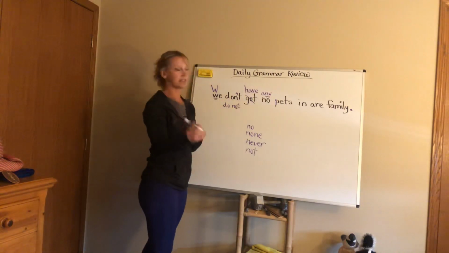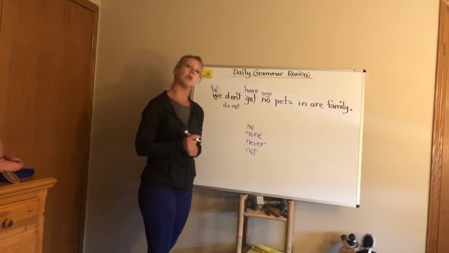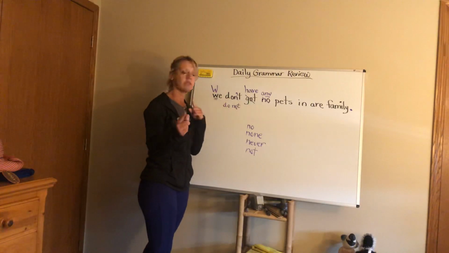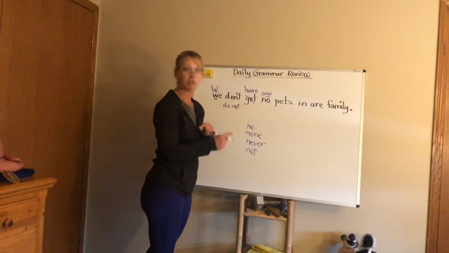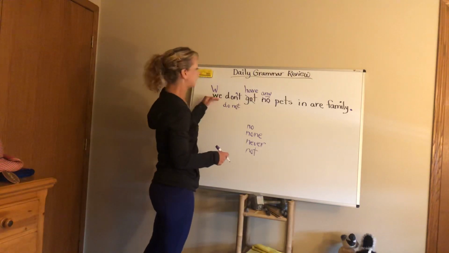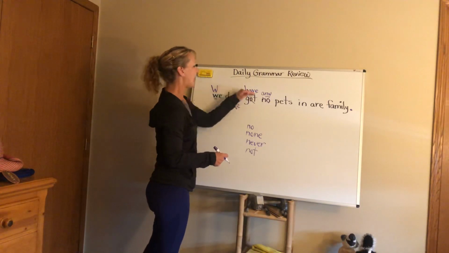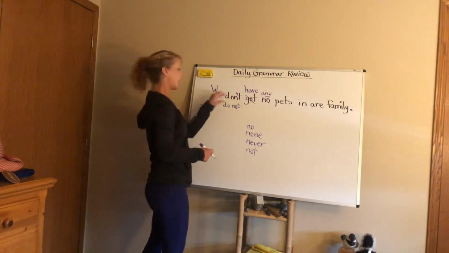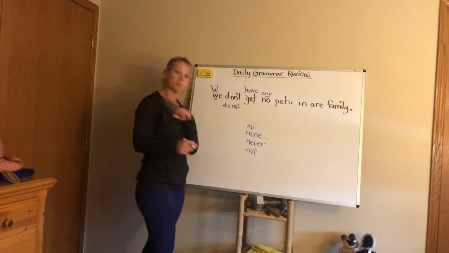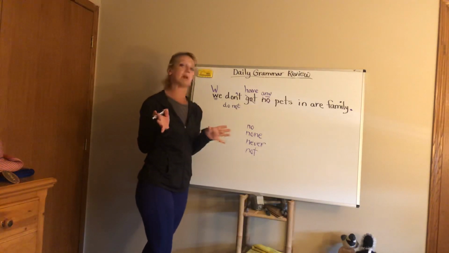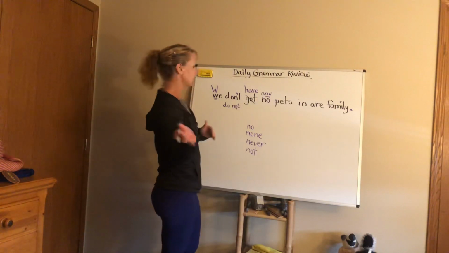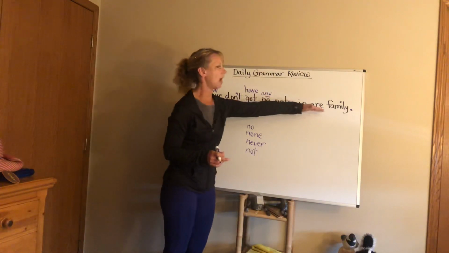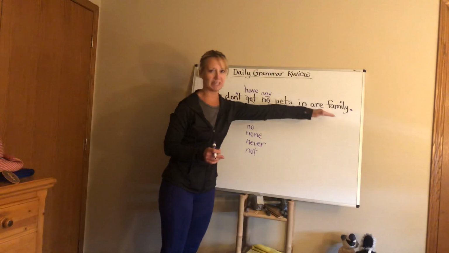Now you might be asking, well, what if we wanted to keep the word no? Could we change this word so that it doesn't have a negative? You absolutely can do that. There are other options. You could just simply say, we have no pets in our family. And just taking the word don't completely out of there, and that would be proper grammar as well. So let's move on. We don't have any pets in our family.